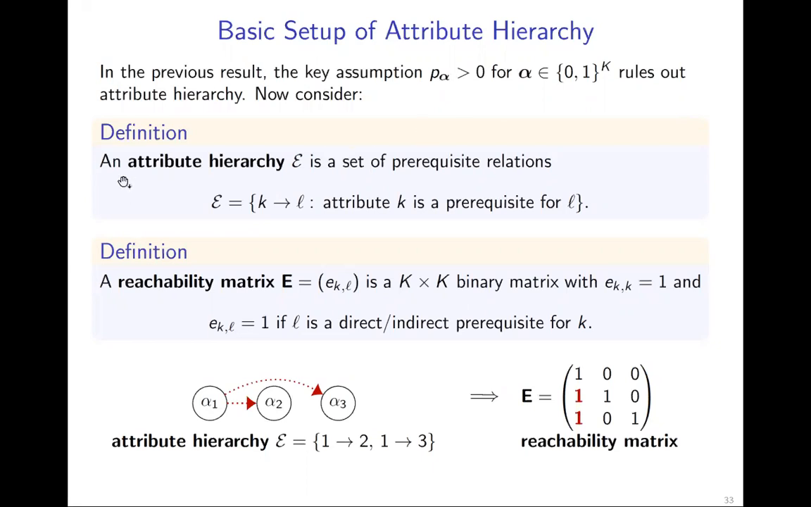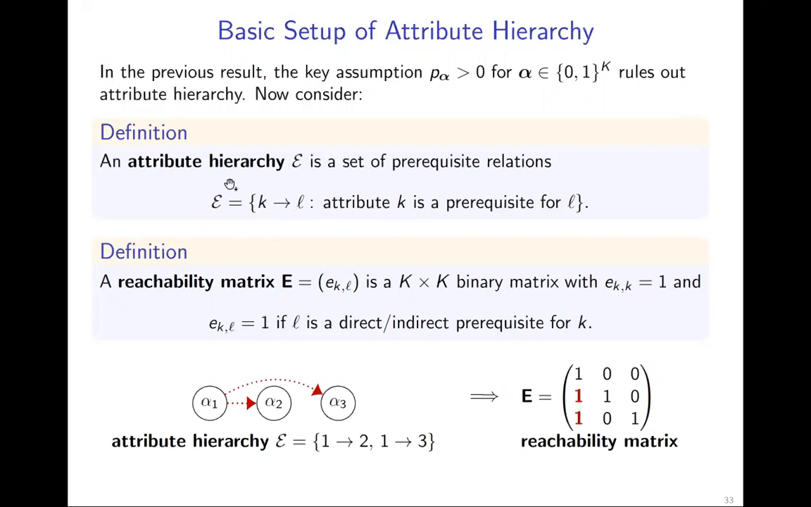So here I will use the big epsilon to denote an attribute hierarchy. And it is indeed a set of prerequisite relations among the latent attributes. Here, K to L would denote attribute K is a prerequisite for attribute L. And probabilistically, it puts a constraint that any attribute pattern that does not possess the basic attribute K, but possesses the more advanced attribute L is forbidden and should have proportion 0 in the population.